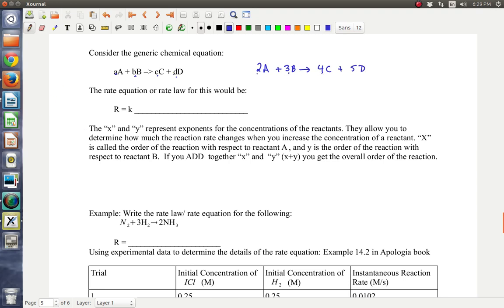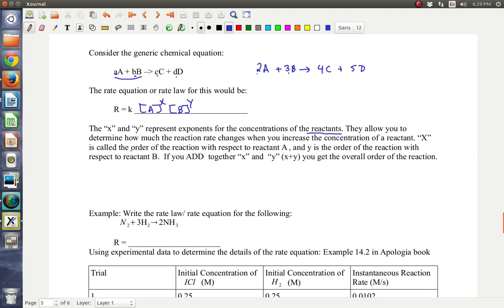The rate law equation for this would be that constant again times the concentration of whatever A is. Remember, the rate law only depends on the reactants, and it's to some exponent X, and we don't know what it is yet, times the concentration of the B reactant to the exponent Y. So what we have to do is figure out what X and Y are. Okay, the X and the Y represent exponents for the concentration of the reactants. They allow you to determine how much the reaction rate changes when you increase the concentration of reactant.